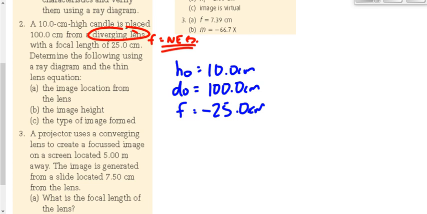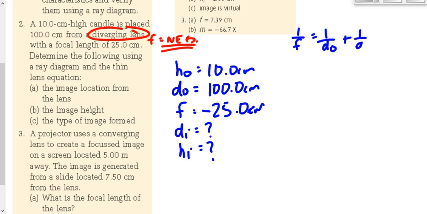We want to determine the image location, DI. We want to determine the image height, HI. And then we'll worry about C later on once I calculate those numbers. Probably going to start with the lens equation. If you start with the other equation, that's okay. There's only 2 of them. So if one doesn't get you the answer, then try the other one.